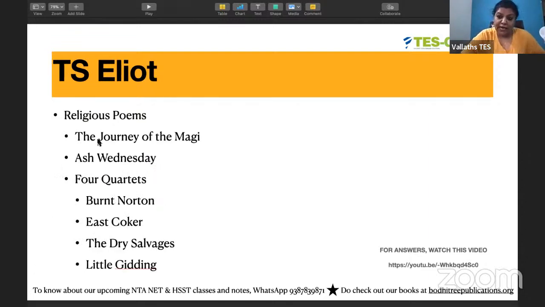Did you know, guys, Eliot wrote many religious poems? The Journey of the Magi, Ash Wednesday, Four Quartets. These are his religious poems. Which are the Four Quartets? Burnt Norton, East Coker, The Dry Salvages, and Little Gidding.